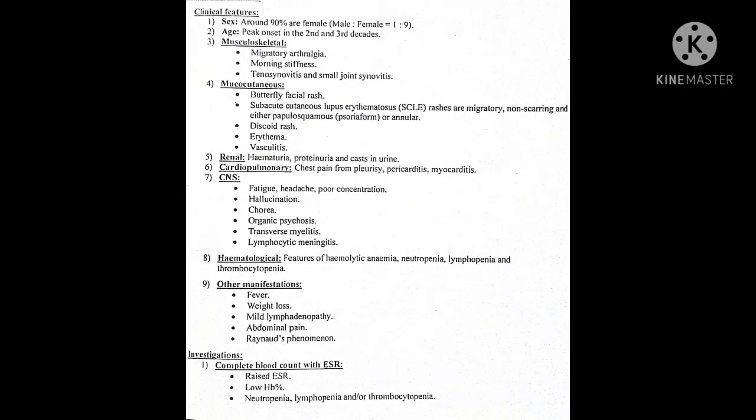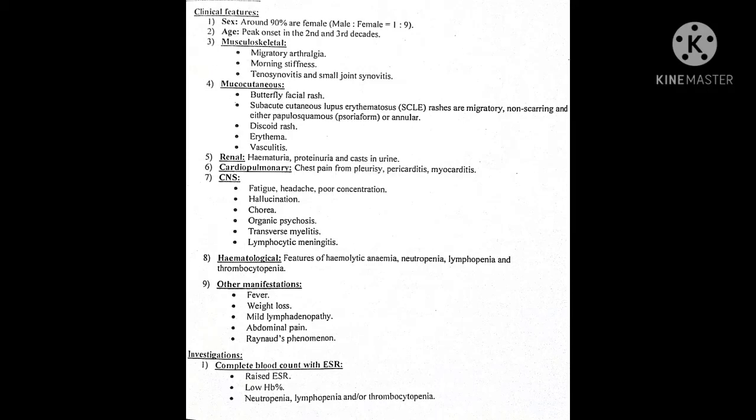Clinical features of SLE. Sex: around 90% are female. Male to female ratio is 1:9. Age: peak onset in the second and third decades of life. Musculoskeletal features are migratory arthralgia, morning stiffness or tenosynovitis, and small joint synovitis may be present.